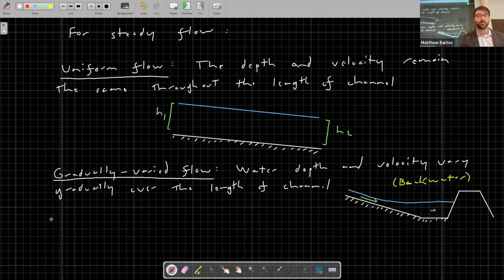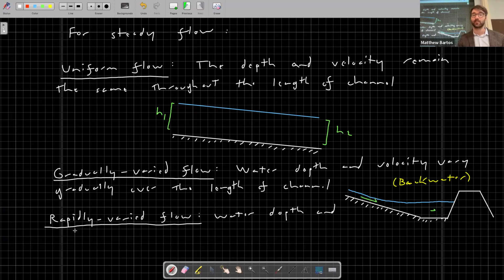The final case we'll be talking about, and one that you will be looking at in your next lab, is rapidly varied flow. So in this case, water depth and velocity vary rapidly over the length of the channel.